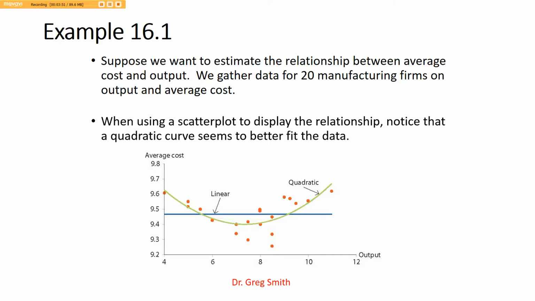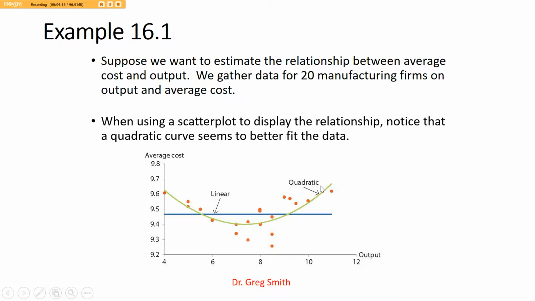So say we had a look at something. We want to estimate the relationship between cost and output. So we've got 20 examples of firms and their output and their average cost. And if we just looked at something like this, and we'll see the example here in a bit, the dots represent the actual data. Now, a straight line would be the simple linear regression, versus the curvature, which makes it try to fit a little better.